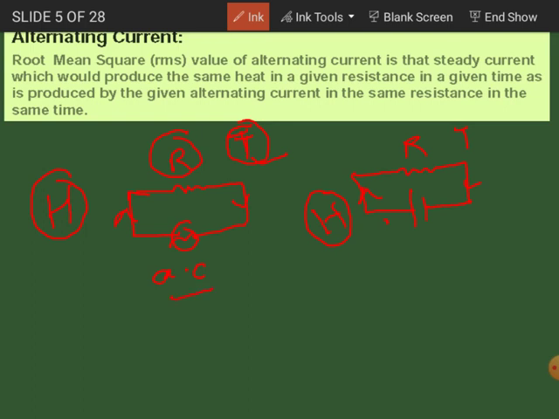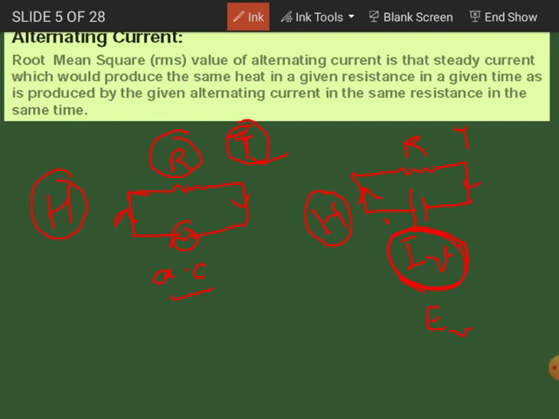Okay, that steady current, we call it the RMS value or effective value or virtual value of the AC. So we will call it the virtual value, denoted by Iv in the case of AC current, or Ev in the case of AC EMF.